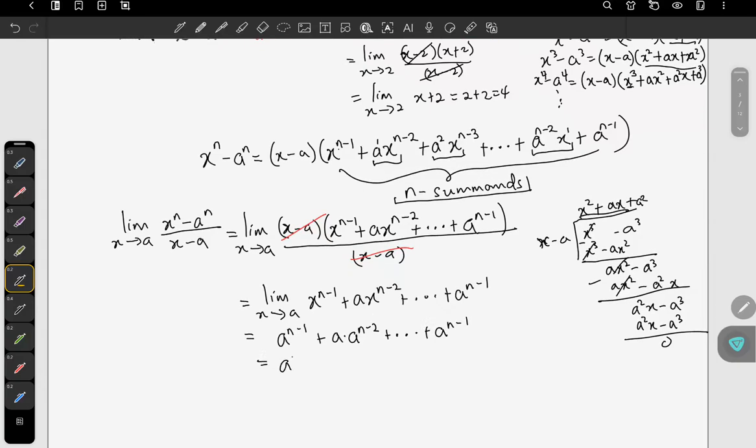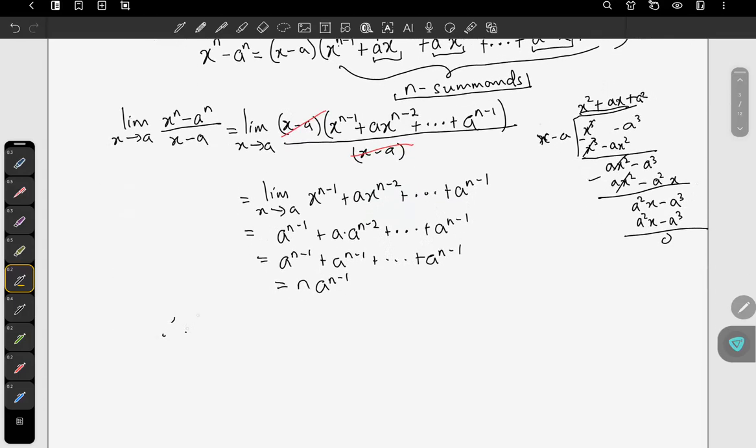For each of them, we are going to have a raised to power n minus 1, plus a raised to power n minus 1, up to a raised to power n minus 1. And because there are n of them, when you add something together n times, you get n times a raised to power n minus 1. So we have that the limit as x approaches a of x raised to power n minus a raised to power n over x minus a is equal to n a raised to power n minus 1.